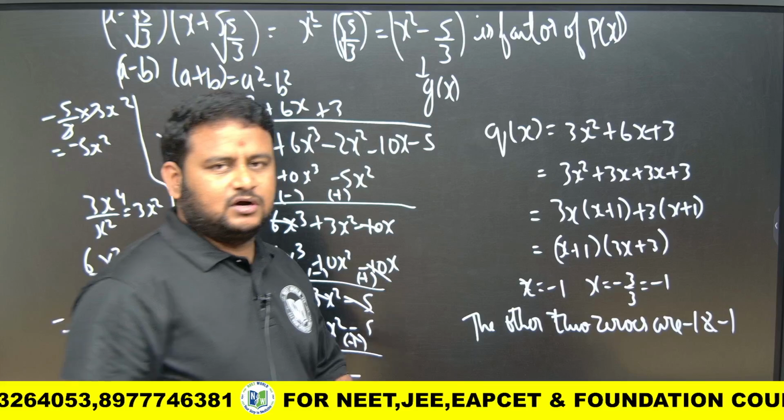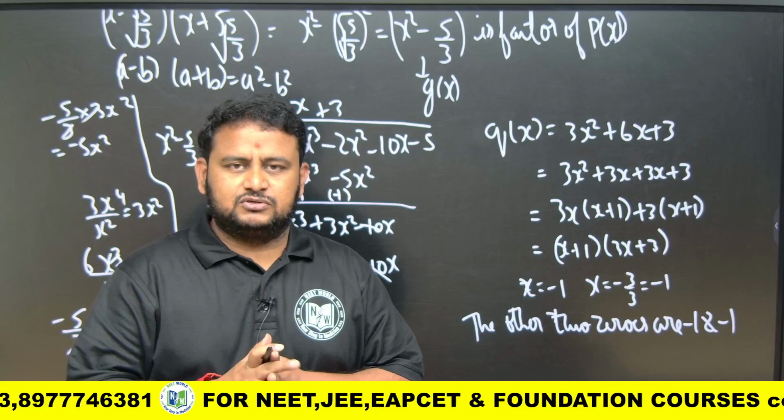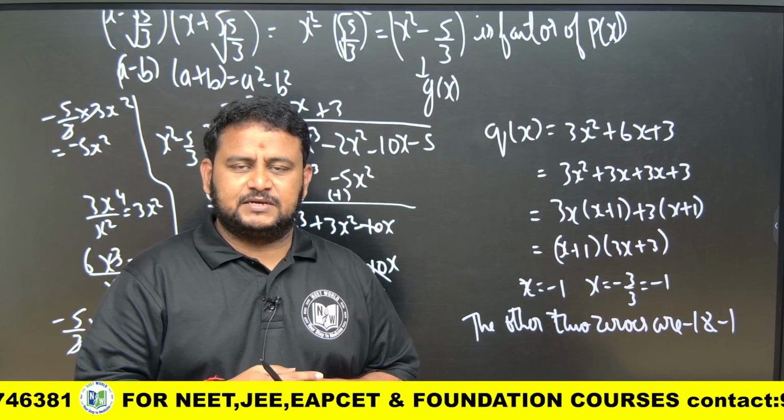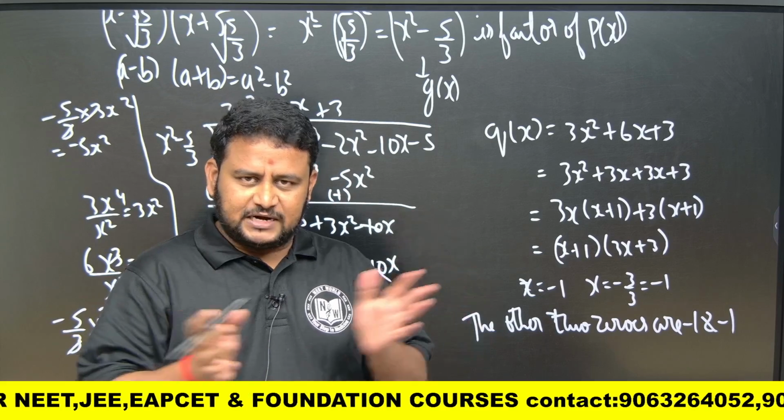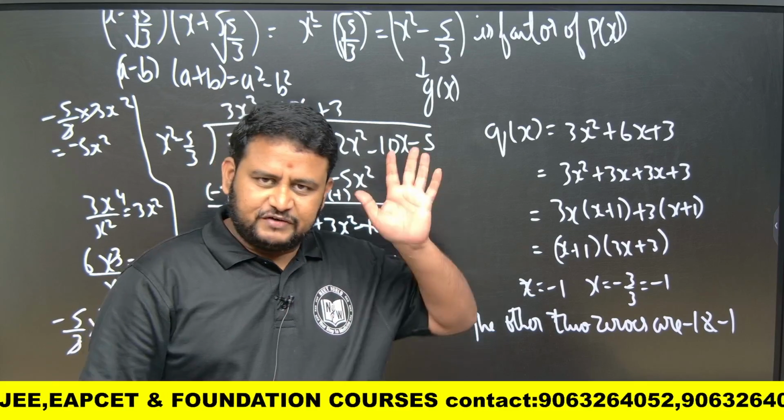First, they have given the first two zeros. Using that we got the factors: x minus root 5 by 3 and x plus root of 5 by 3, which we multiplied and got g of x. P of x is already given.